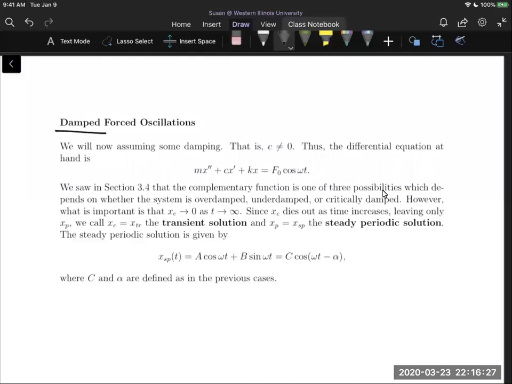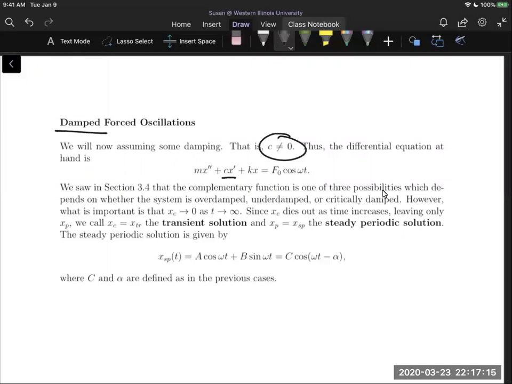Again, we're assuming damped oscillations. So now instead of assuming that C equals 0, we have a non-zero damping constant, which is going to bring in this first derivative term. Otherwise, the differential equation is the same as before. Thinking back to section 3.4, when we were finding complementary functions for these mass spring systems, there were 3 different possibilities. Mathematically speaking, those possibilities come from whether the roots of your characteristic equation are real and distinct, real and repeated, or complex conjugate pairs. The book discussed those as overdamped, underdamped, or critically damped.